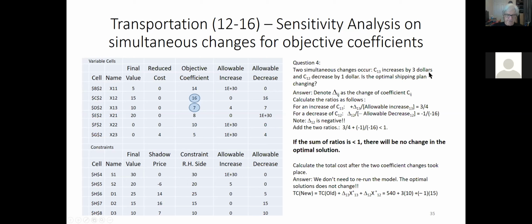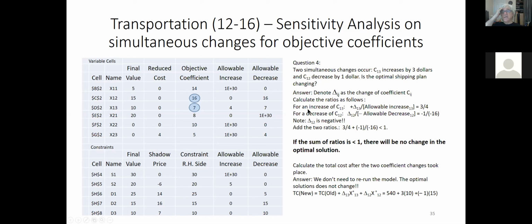So I'm repeating the same question as before. But at the same time, C from 1 to 2 is decreasing by $1. So now I combine the 2 separate cases from before into one case. Is the optimal shipping plan going to change? See, the same question that we asked before, we ask now. Now, delta is the change of the coefficient. C sub ij is changing by delta.